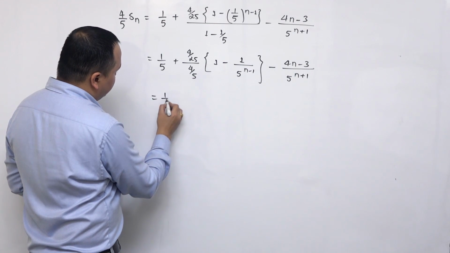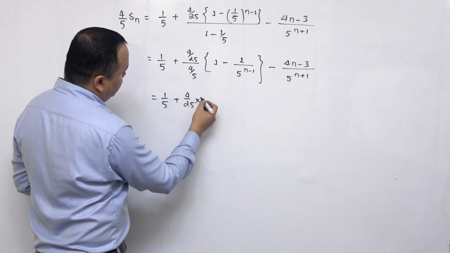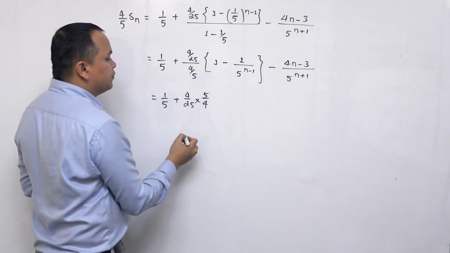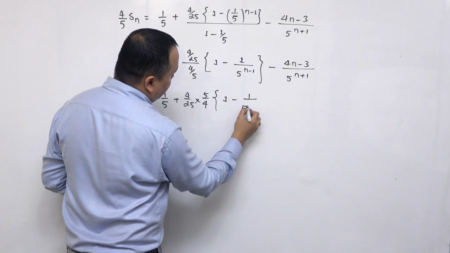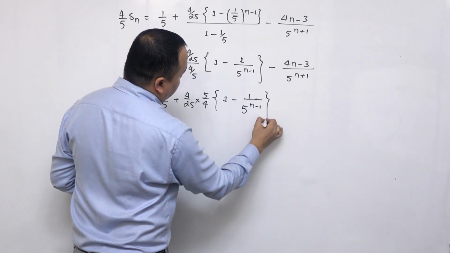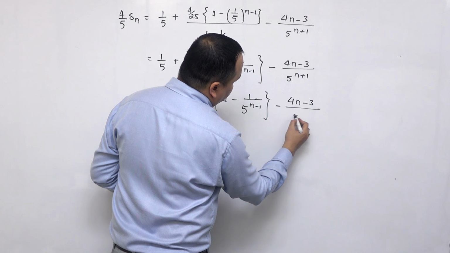Here 1 upon 5 plus 4 upon 25 into 5 upon 4, 1 minus 1 upon 5 to the power n minus 1 minus 4n minus 3 upon 5 to the power n plus 1.